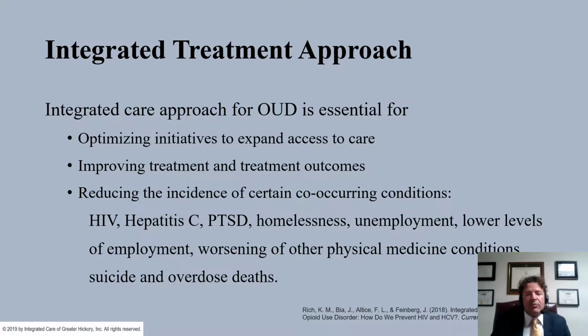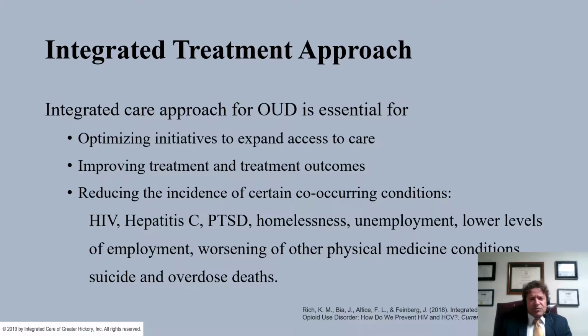The integrated treatment approach for opiate use disorder is essential for optimizing the initiative to expand access to care, which means simply there are people out there that need this care and we need to reach them. It improves treatment and treatment outcomes. So we know that when you look at all the inputs that I described, you're going to get better outcomes. And that makes perfect sense. It's just how do we deliver that care? And then also reducing the incidence of certain co-occurring conditions.